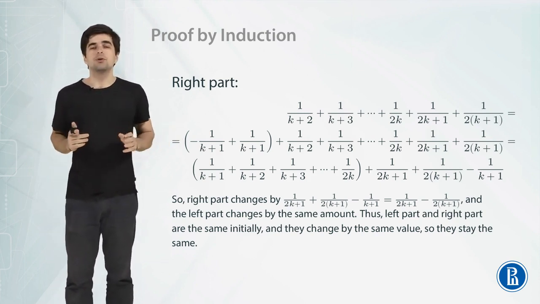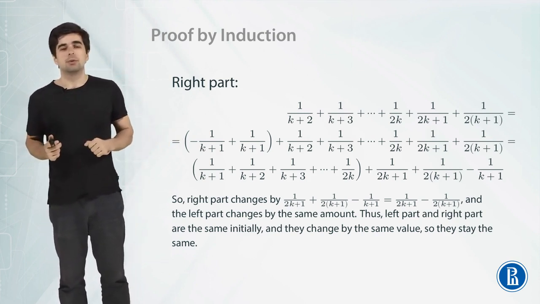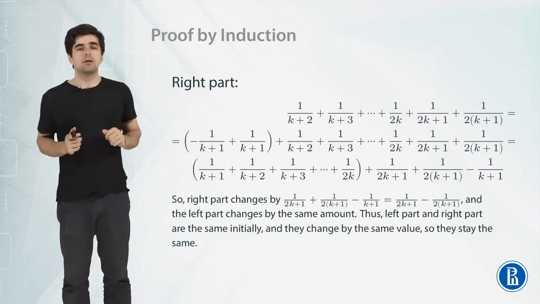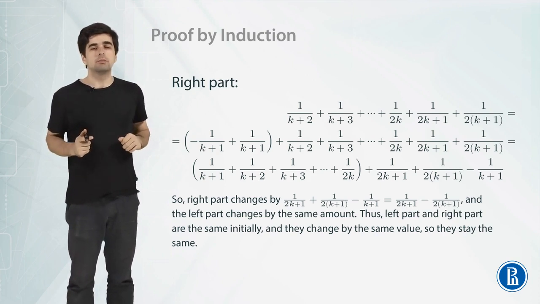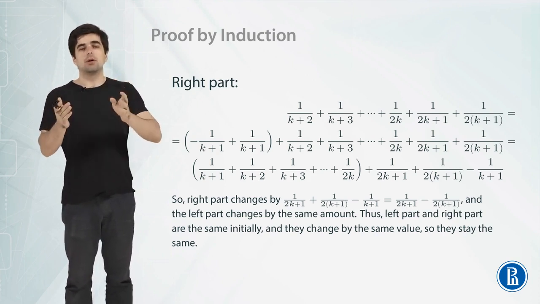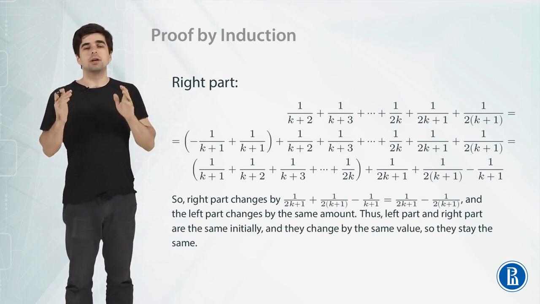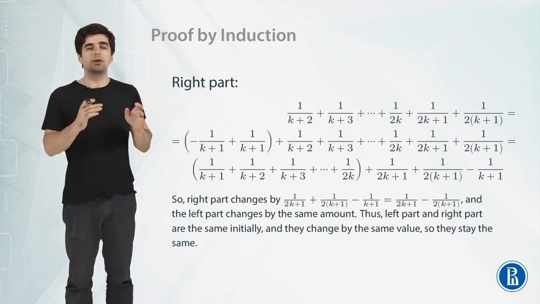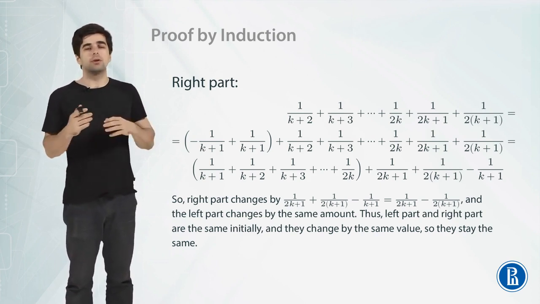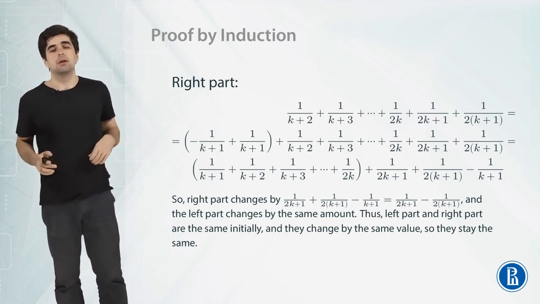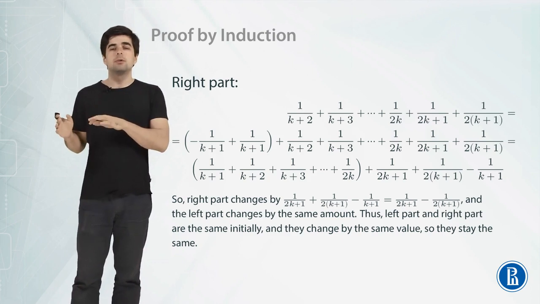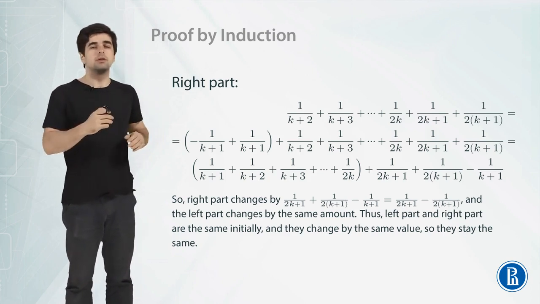Now we want to rearrange our summands. We want to notice that starting from the second summand in the second line, we get the right part for k. We get sum from 1 over k plus 1, 1 over k plus 2, plus 1 over k plus 3, and up to 1 over 2k. And then we have 3 more summands which are not in this sum.